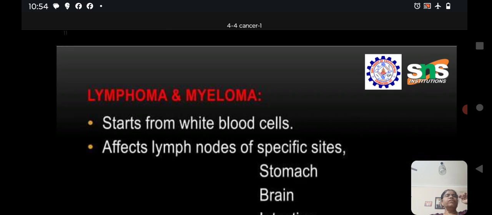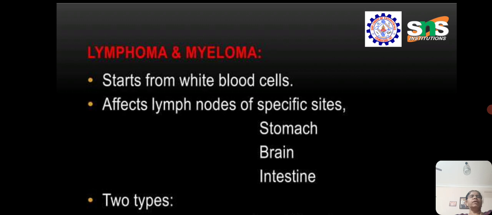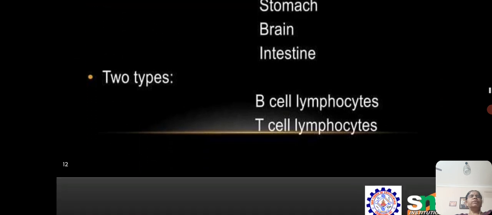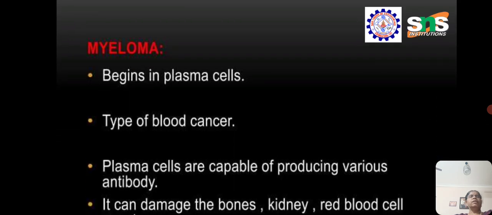Then lymphoma and myeloma. What is that? Lymphoma starts from white blood cells, affects the lymph nodes of specific sites. It affects the stomach, brain, intestine. There are two types: B cell lymphocytes and T cell lymphocytes. Next is myeloma, which begins in plasma cells.